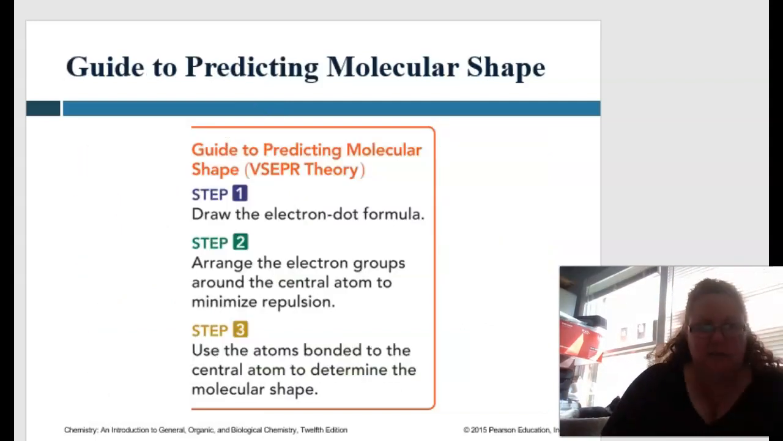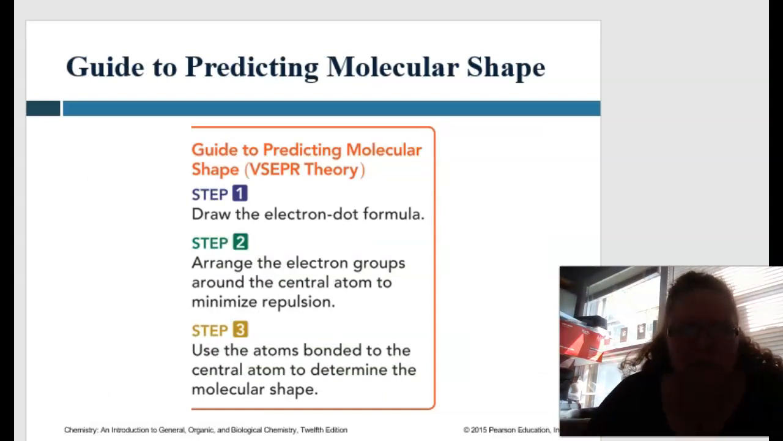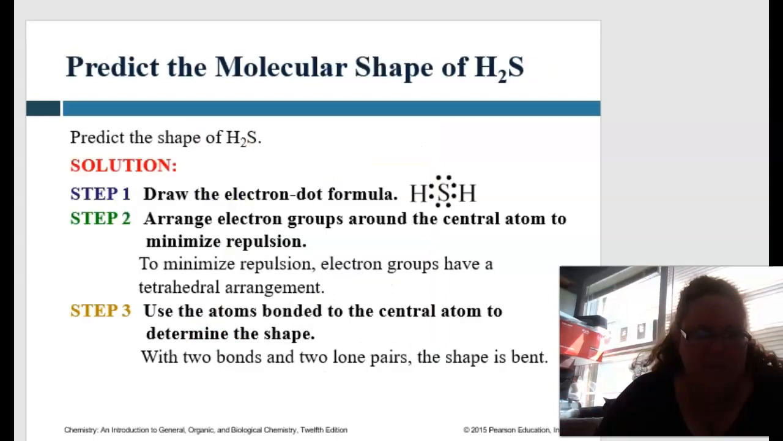So our handy dandy little guide to predicting the molecular shape is going to be: 1, draw that electron dot formula. 2, arrange the electron groups around the central atom to minimize the repulsion. 3, use the atoms bonded to the central atom to determine the molecular shape. Okay, so let's apply this.